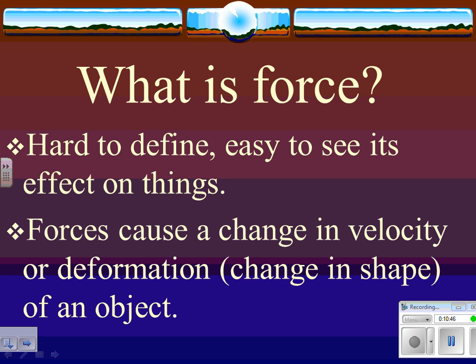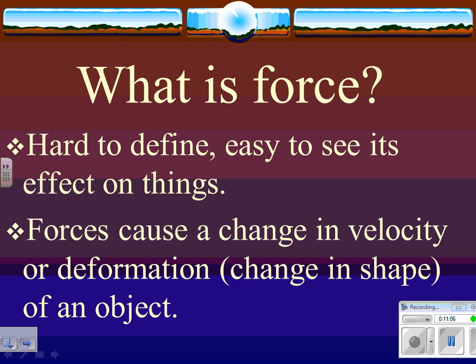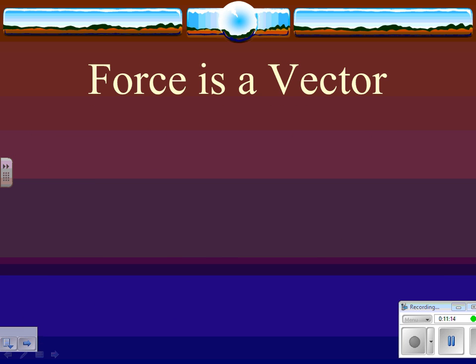It's easy to see the effect that forces have on things. If a force is being exerted, it either causes a change in velocity of an object or it causes some sort of deformation of that object. That's what forces do. The one thing you're going to need to remember, we've been working on vectors, and lo and behold, force is a vector. In order to find the net force on an object, you must add all of the force vectors acting on it and find out what the resultant is. And the resultant is the net force.